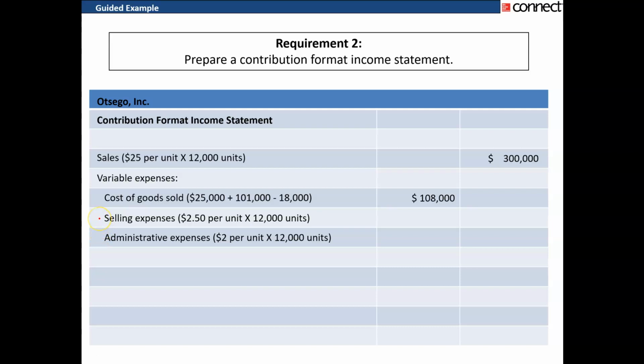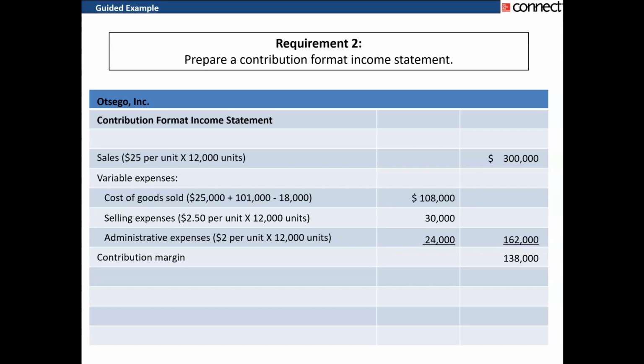Our variable portion of our selling expenses was the $30,000, $2.50 times $12,000. And then our administrative expenses will be the $2 times the $12,000, which was $24,000. Our total variable expenses is $162,000. We're going to go ahead and subtract that from our sales, and then we get $138,000.